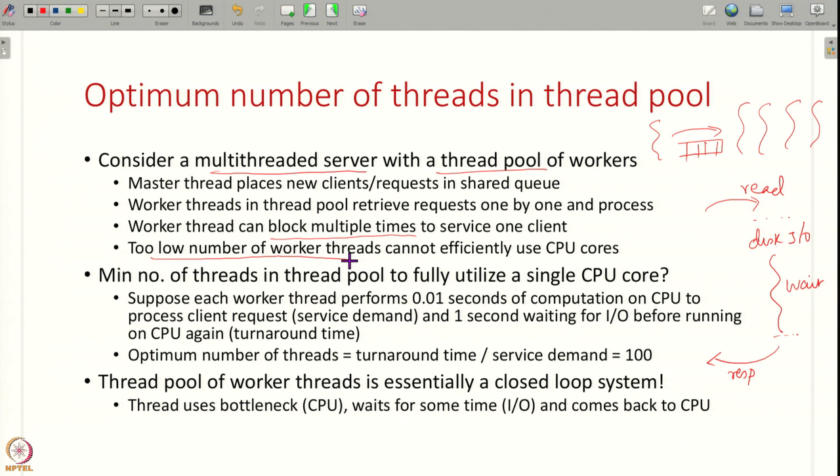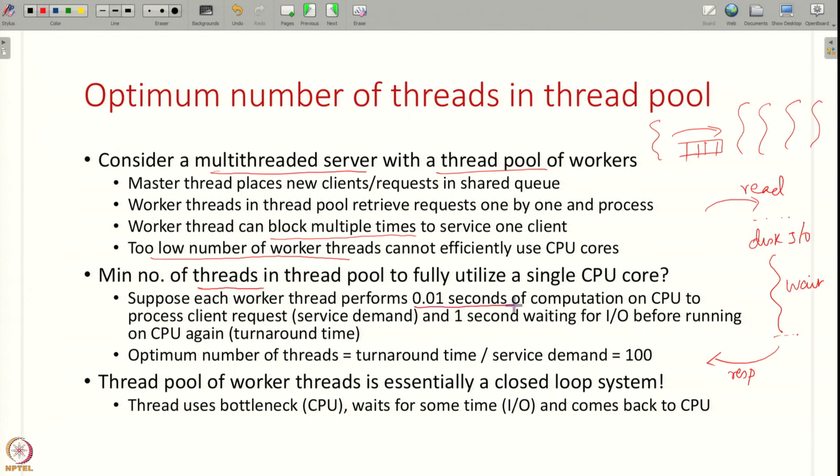You have an 8 core machine, but you have only like 2 or 3 worker threads and your CPU is lying waste. So, then the question comes up: how many threads do you need in your thread pool to fully utilize your CPU? This is a very important question. When you are building this multi-threaded system with thread pools, you have to decide what is the size of my thread pool, how many threads do I want in my thread pool. So, how do you go about deciding this?